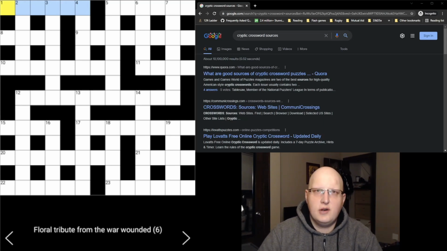If you don't know what cryptic crosswords are, they're a style of crossword popular in the UK where the clues are little puzzles in and of themselves in order to get you the answer.